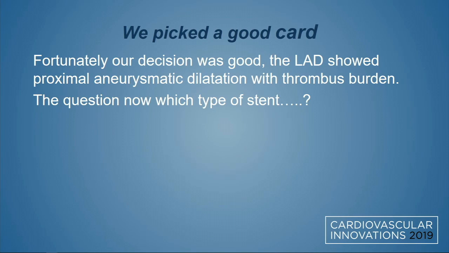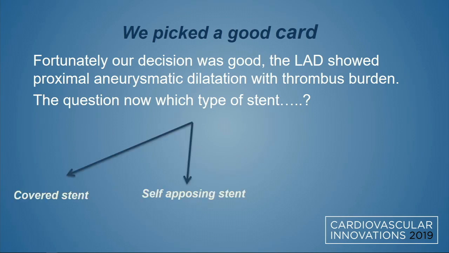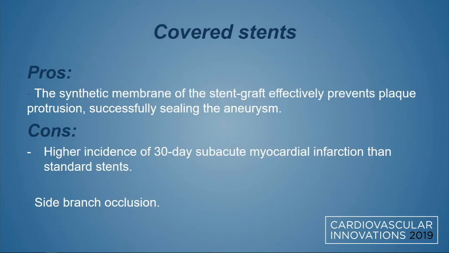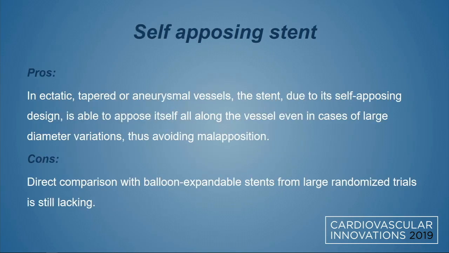The question now: which type of stent? Covered stent, self-apposing stent, or drug-eluting stent. Covered stents, pros: the synthetic membrane of the stent graft effectively prevents plaque protrusion, successfully sealing the aneurysm. Cons: higher incidence of 30-day subacute myocardial infarction than standard stents, and also side branch occlusion.